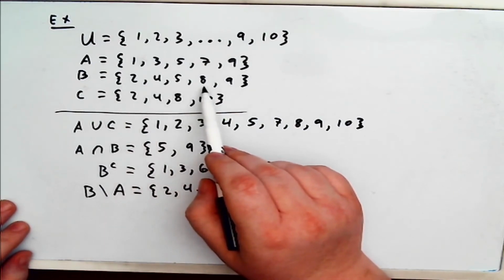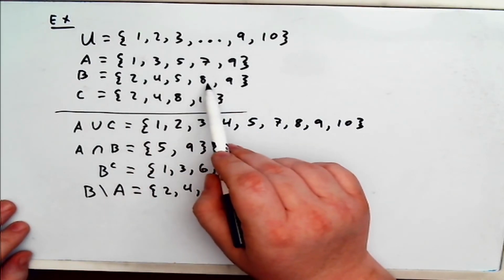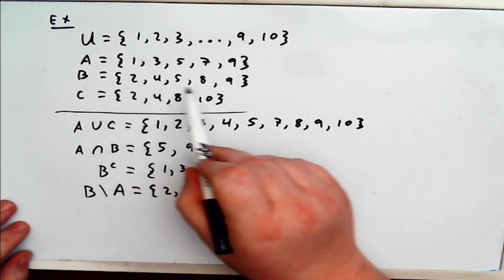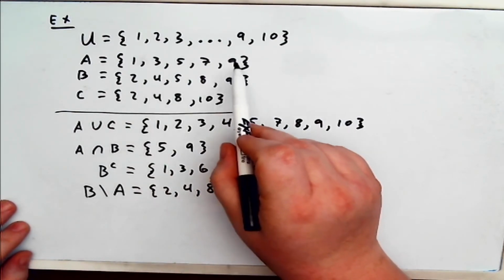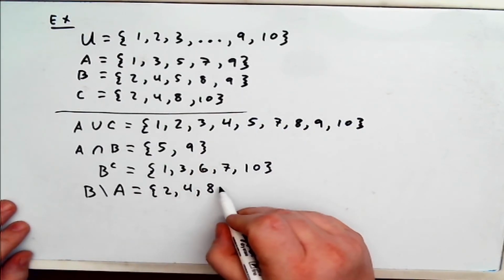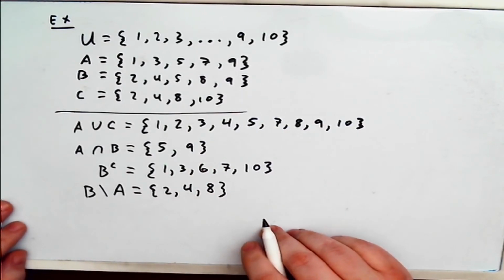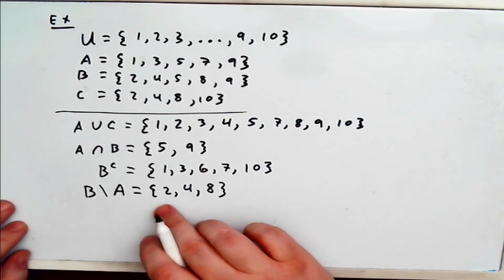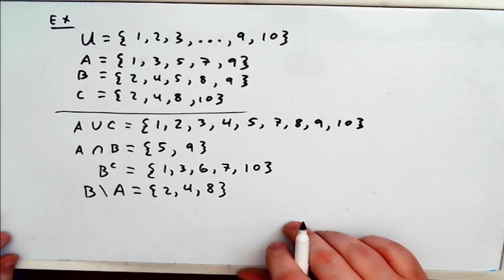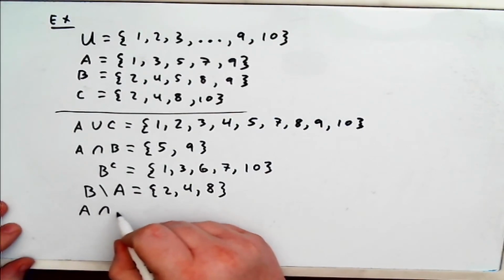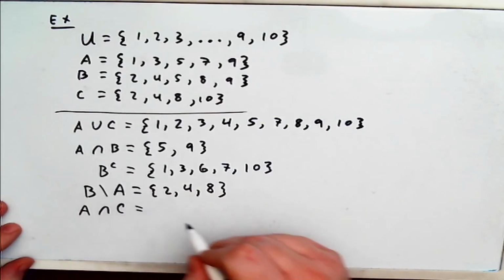8 is my next element in B, that's not in A, so I don't remove it. I leave it in my set. 9 is the last element, that is also in A, so that one I remove. So there's my complete set there. So B subtract A, or B minus A, is the set 2, 4, 8. Okay? Couple more examples here. Okay?